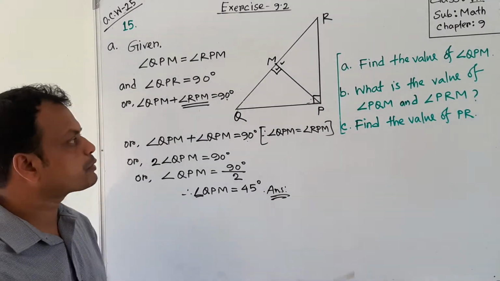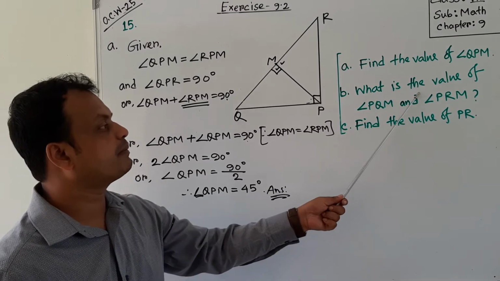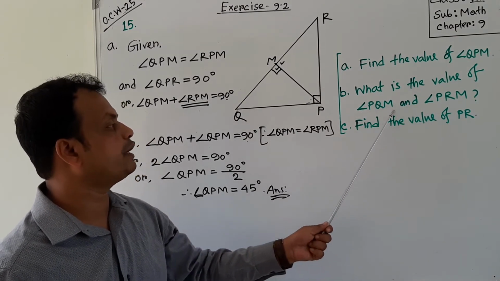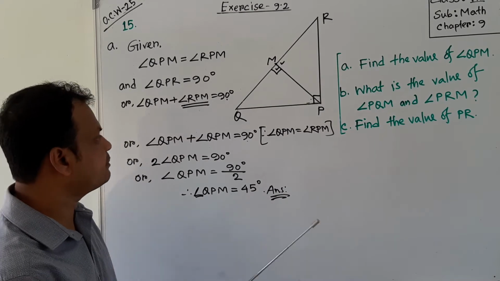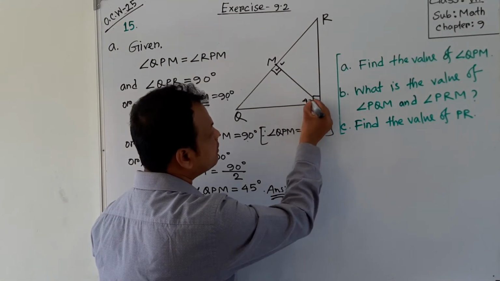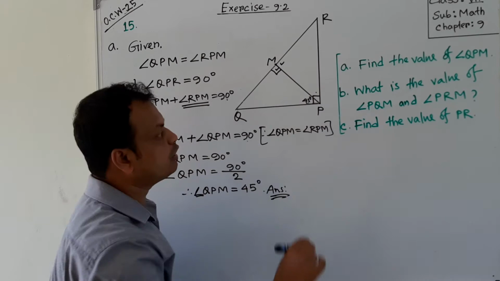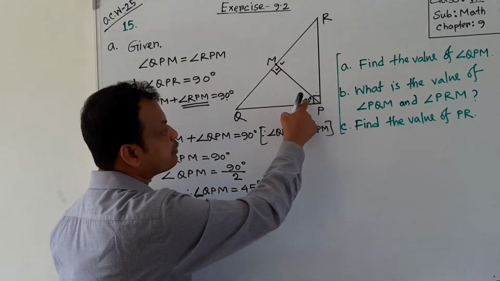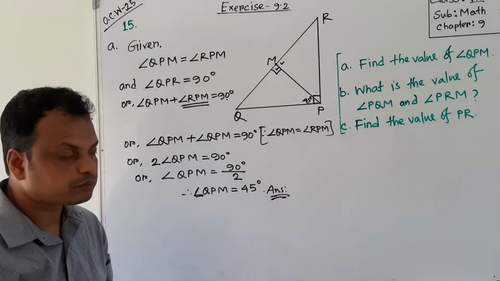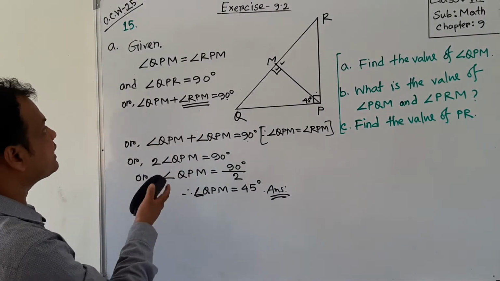After that, we will solve question number B. What is the value of angle PQM and PRM? We can write it here. QPM, this angle's value will be 45 degrees. Then what will be the value of this angle? This one will also be 45 degrees. So 45 plus 45 will be 90 degrees. Now I am going to erase a question.